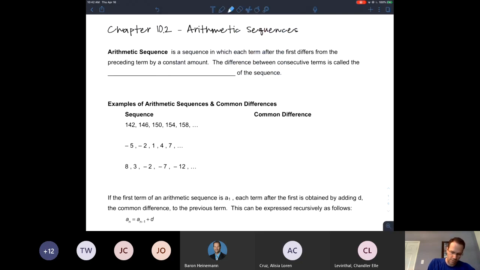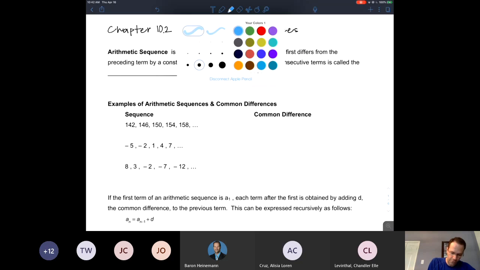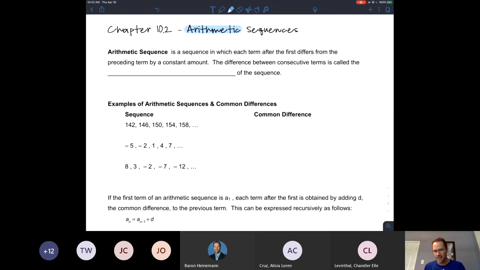10.2. The topic is arithmetic sequences. An arithmetic sequence, you might remember from your earlier classes, maybe 7th grade, 8th grade, or algebra, is a sequence where to get the next term, you add the same value every time. That value could be negative, so it seems like you're subtracting, but adding a negative is the same as subtraction. The value that you add each time is what we call the common difference, because the difference between any two consecutive terms along the sequence would be the same number every time.